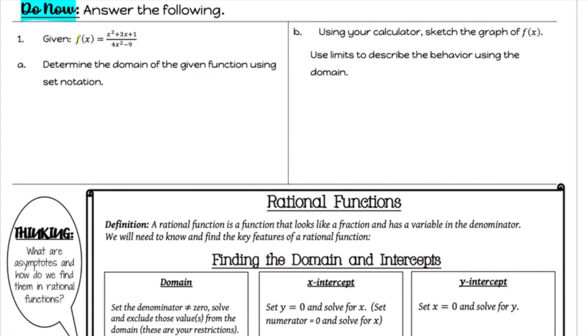We are given the function f of x is equal to x squared plus 3x plus 1 all over 4x squared minus 9. We want to determine the domain of the given function using set notation. So how do we find the domain of this function? Pause this video, try this question out.